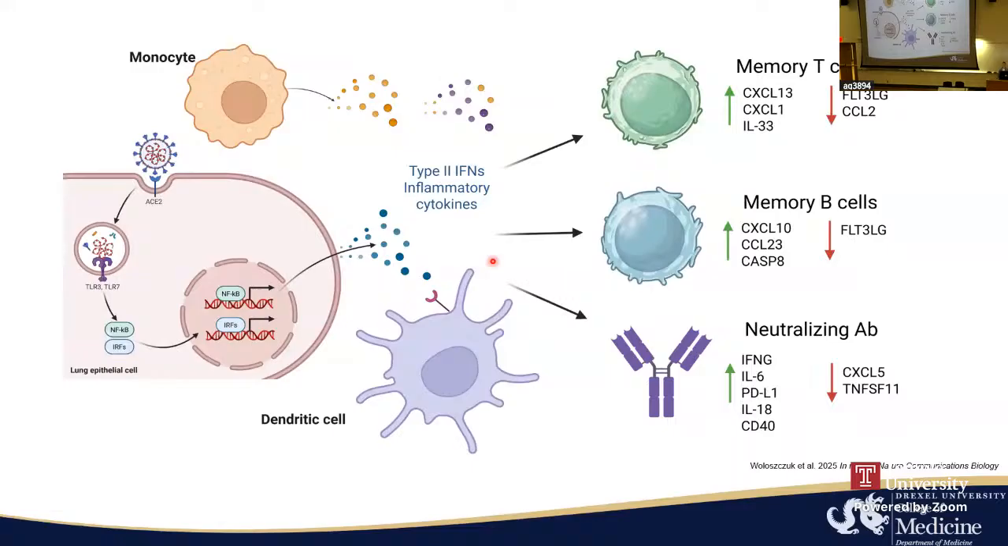So this is just an overall schematic of what we think is happening and the different cytokines and chemokines and how they're affecting different memory cells and different memory responses. As I mentioned, SARS-CoV-2 comes into the cell, and then in response, you have different inflammatory cytokines, ISGs, type 1 interferons, and type 2 interferons that are being produced by different cells. And these are the responses on the different memory cells or neutralizing antibodies that we found in this study.